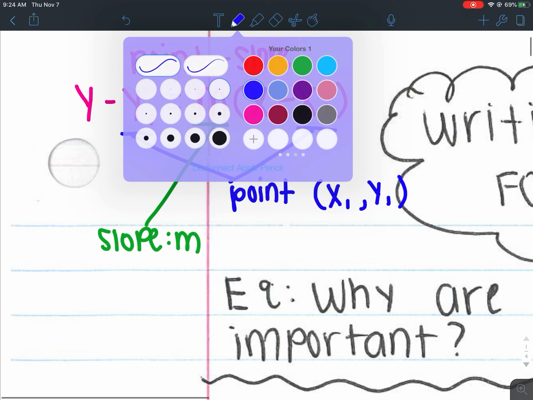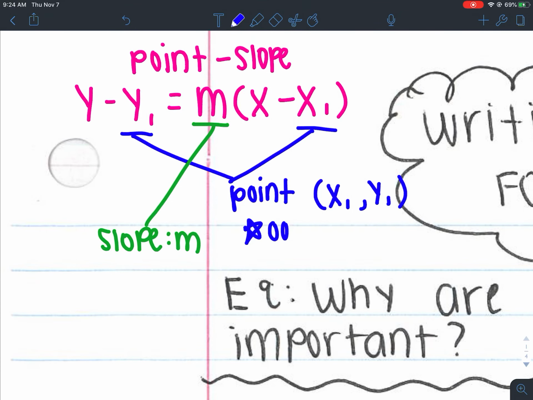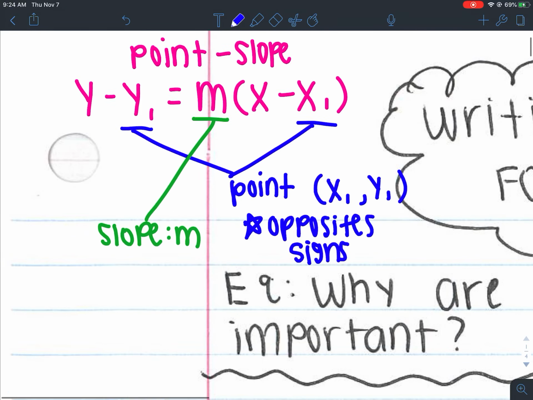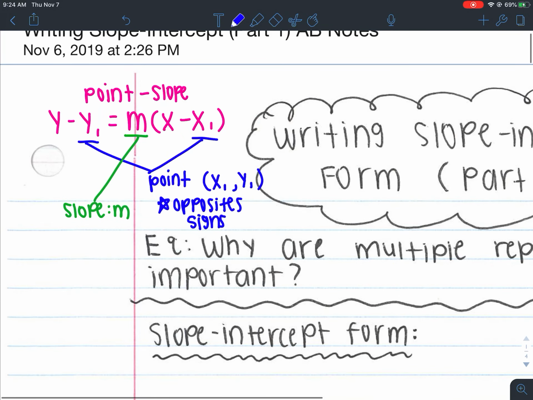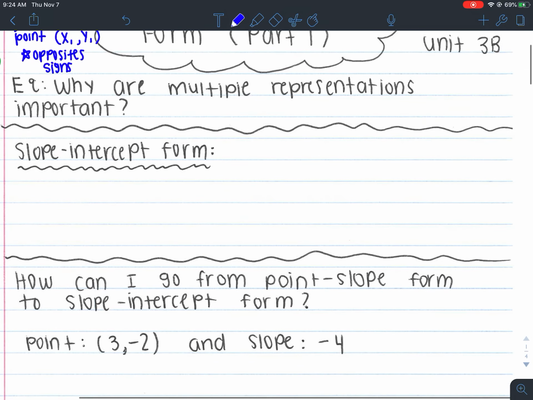The key thing about the point is that it does have opposite signs, right? So when we are given a point and we want to plug it back in, it's going to have opposite signs. And when we want to graph it, there's going to be opposite signs as well. So that's just a review of point slope form. And the reason I'm showing you point slope form is because we're going to have to use it in these notes. So let's review what slope-intercept form looks like.